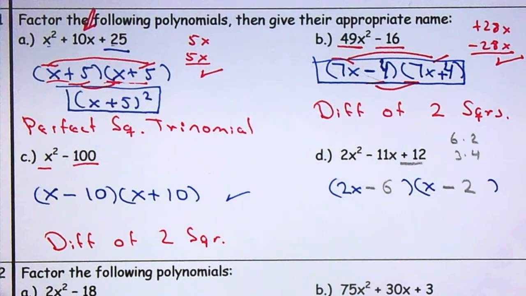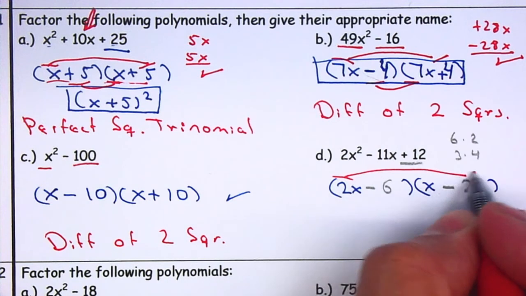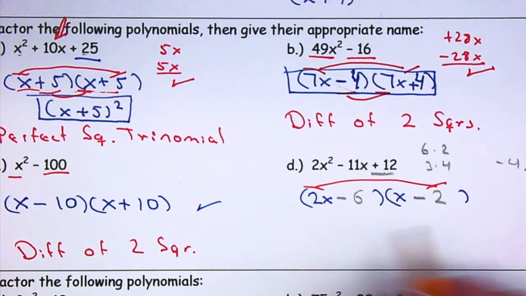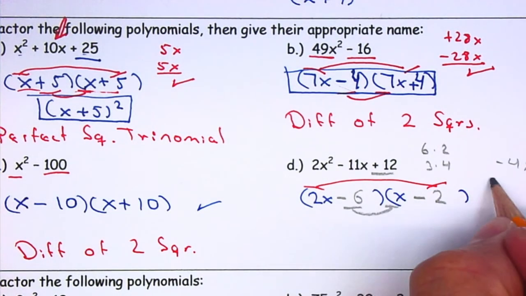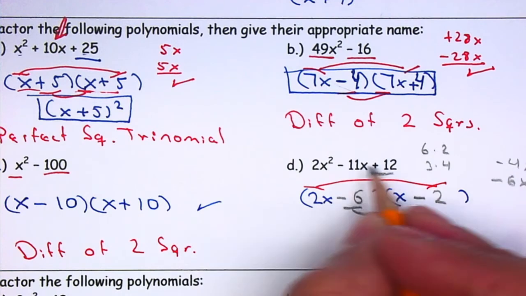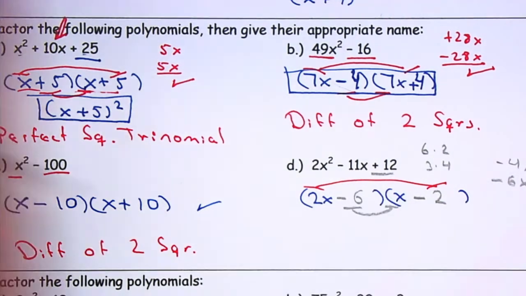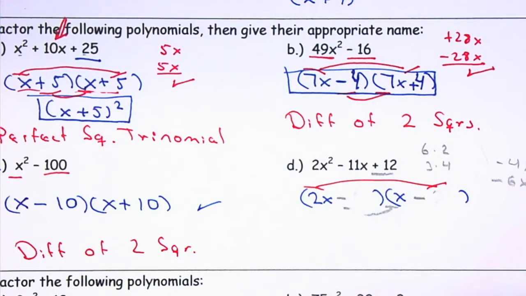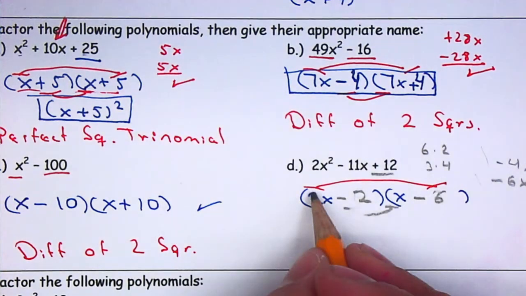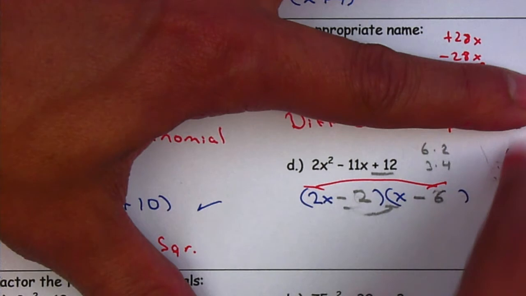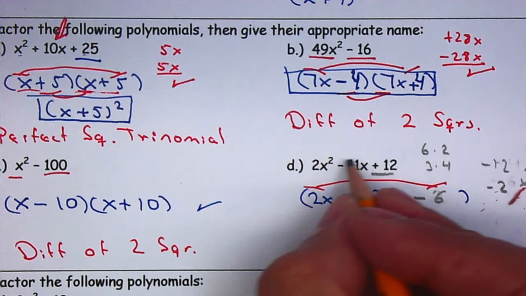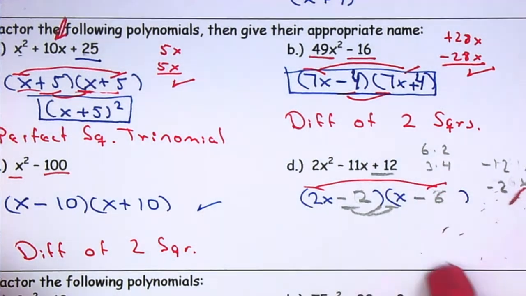Multiply it out. This will give me negative 4x. Multiply the inside terms. That should give me a negative 6x. If I add them together, does it give me a negative 11? No. So let's go and switch the 2 over here and the 4. It's basically the same process that we have covered before. Multiply this out gives me a negative 12 minus 2x. Does it give me negative 11? No. Therefore, I'm going to use the 3 and the 4.